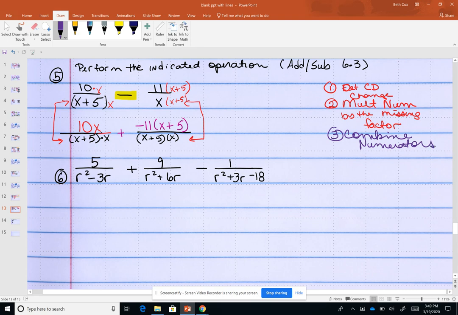I have some like terms in my numerators. I have a 10x minus 11x minus 55 over my common denominator. And I didn't give myself enough room, but we'll do final answer right here to be a negative 1x minus 55.